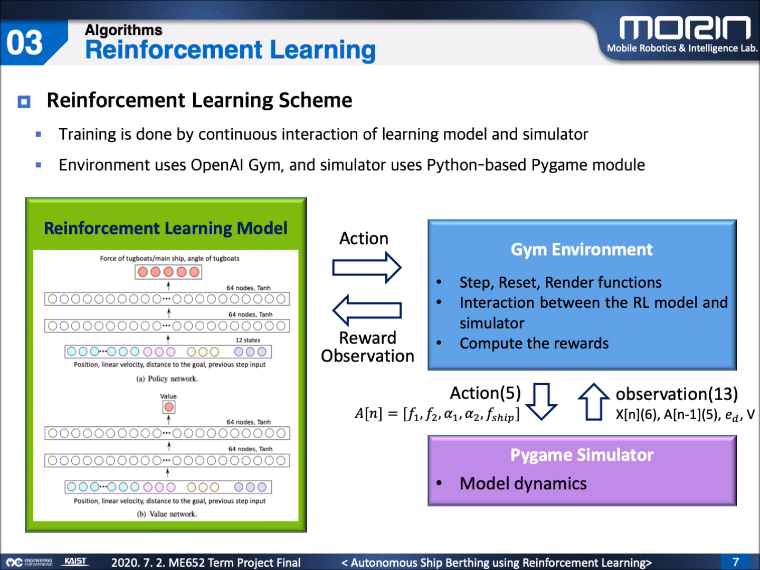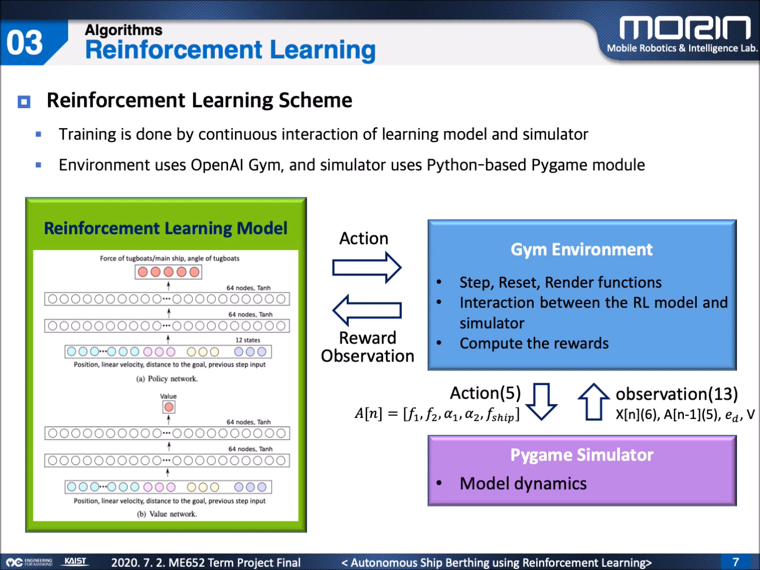The input of the network is observation values, which are the ship state, the distance error, the velocity, and the previous model output. The output of the network is the action values of the tugboats and the angle values between tug and ship.